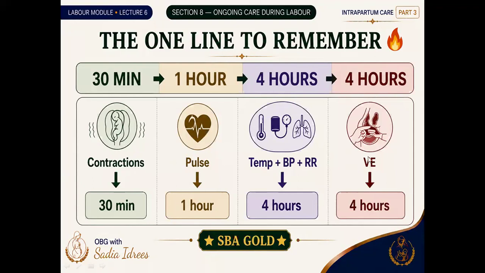So whenever an exam question asks about routine observation during the first stage of labor, don't try to recall 4 separate recommendations. Just remember 30, 1, 4, 4. Contractions, pulse, temperature, blood pressure, respiratory rate, and vaginal examination. This is one of those lines I would definitely memorize before going into exam.